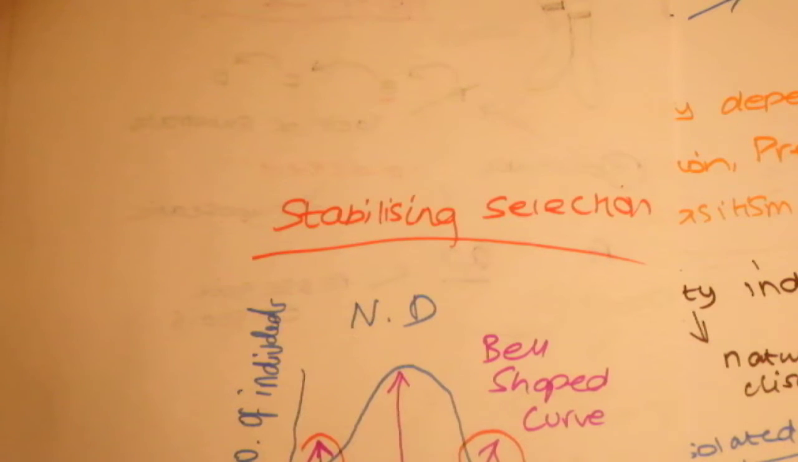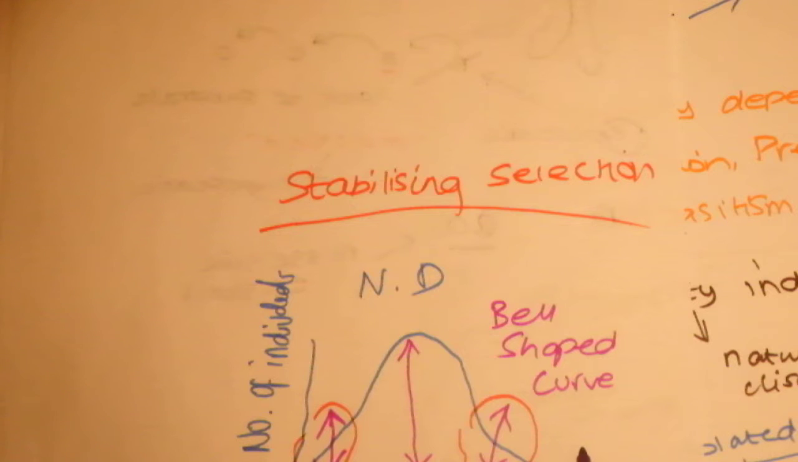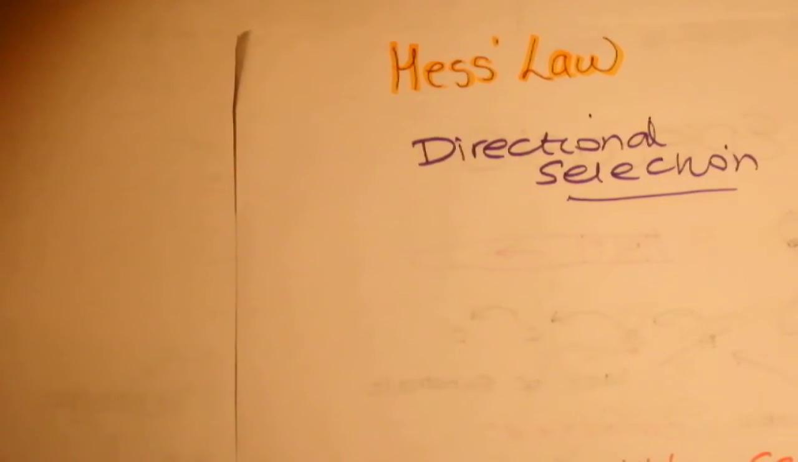So that's negative selection. Therefore, there's a reduction in the frequency of these alleles at the extremes, and there's an increase in the average alleles. There is also directional selection.